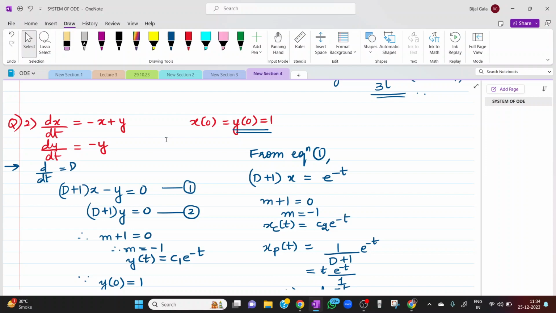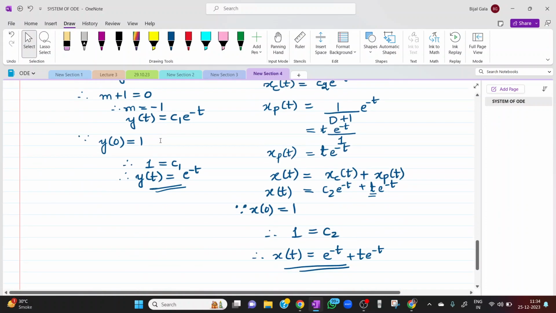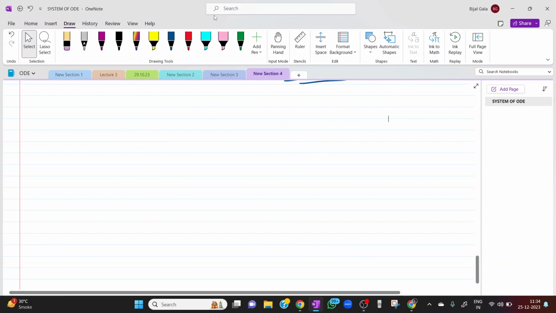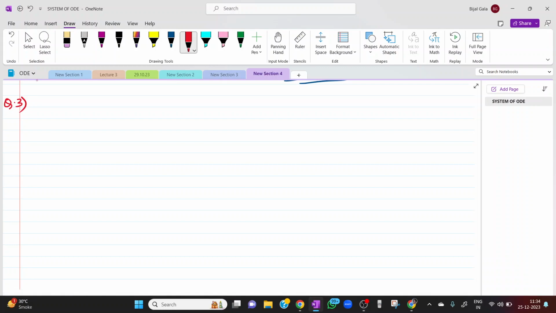Let's try a non-autonomous one also, meaning we will have some functions of t also on the right hand side. Let's try those as well. Okay. So again, the main question is going to be: solve the system of linear ODE.